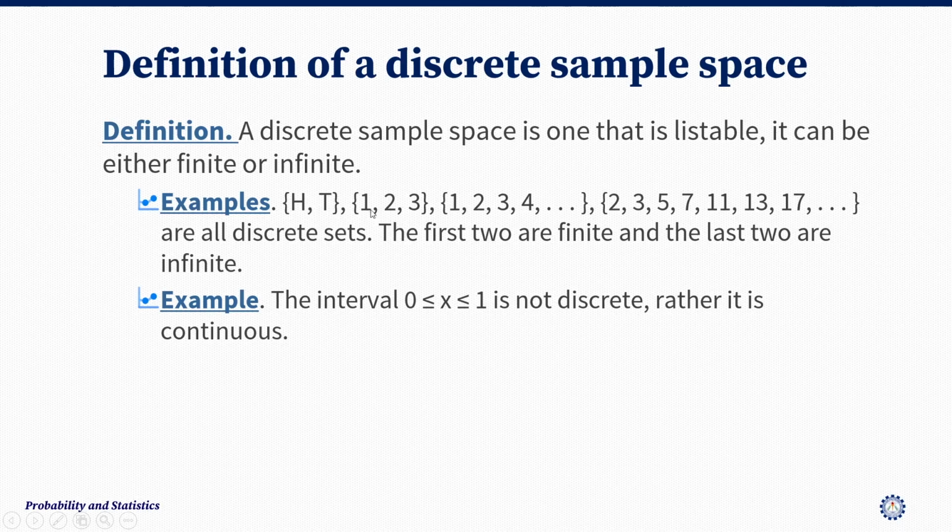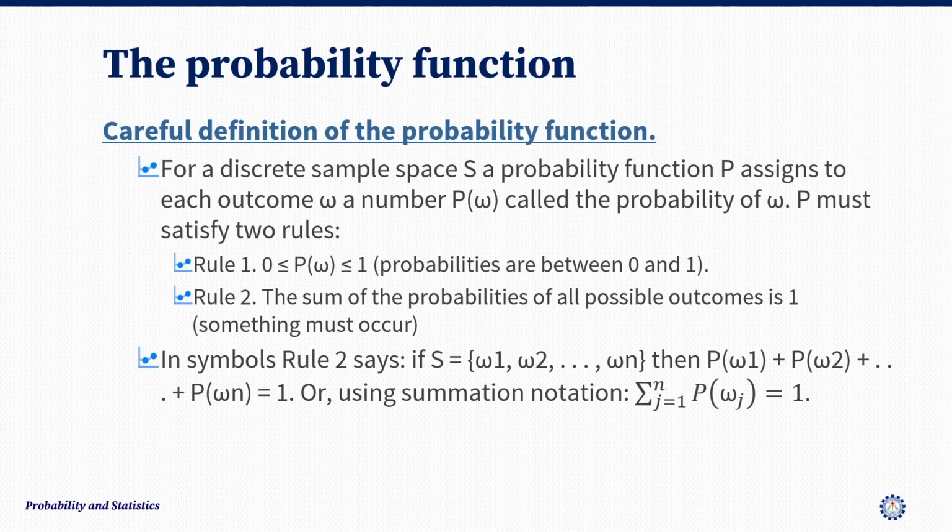The first 2 are finite and the last 2 are infinite. So here we have heads and tails and 1, 2, 3, which are finite discrete sets, and 1, 2, 3 and so on, and 2, 3, 5 and so on, which are infinite. Another example is the interval where x is greater than 0 but less than 1. This interval is not discrete; rather, it is continuous, with x ranging from 0 to 1. We call that a continuous value. Now for the careful definition of the probability function.